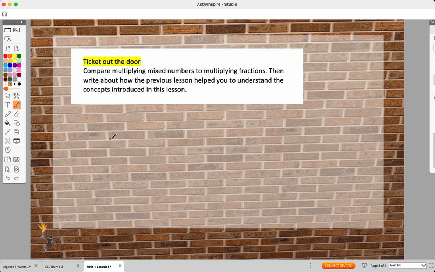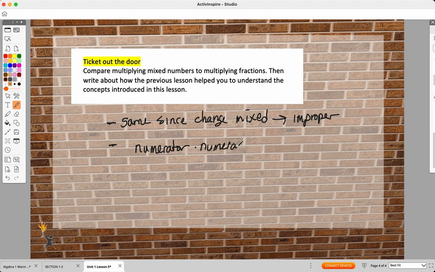All right, so we talk a little bit about this, and the biggest key to it, and I'm just going to put bullet points. I expected you to have complete sentences, but it is almost the same since you change mixed numbers to improper fractions. Okay, you're going to follow the same steps. You're going to go numerator times numerator. And then denominator, I'm going to abbreviate that one, times denominator. Okay? And it gives you the same idea, and then you simplify.